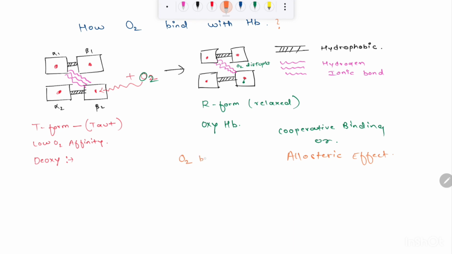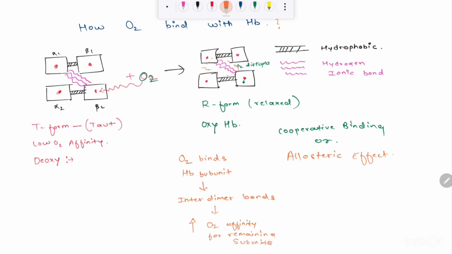So when oxygen binds with one of the heme groups of the subunits of hemoglobin, it will disrupt the interdimer interaction, meaning it will break the hydrogen and ionic bonds, and it will make it easy for the rest of the subunits to get oxygen. So it will increase the affinity of oxygen for the remaining subunits.